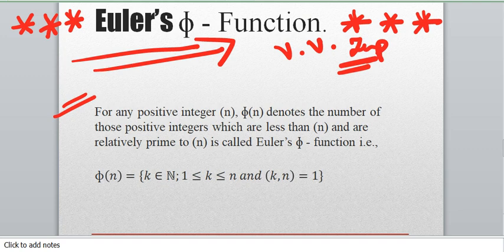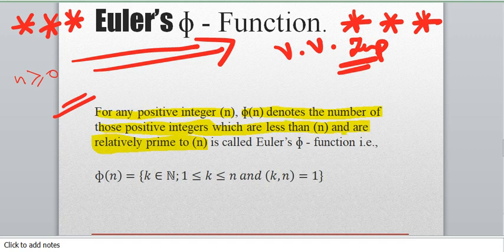What does it say, students? For any positive integer n, so n is a positive integer. Let's write n is greater than or equal to 0. Then phi of n denotes the number of those positive integers which are less than n and are relatively prime to n.